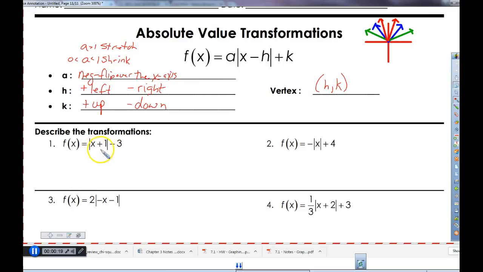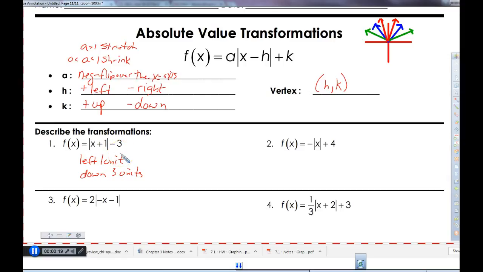First of all, we have a value inside the absolute value bars after the x. So because that value is positive, we move to the left 1 unit. Oh, my board was messing up there. Left 1 unit. Now we have a K value out here. That value out here is negative, so we would move down 3 units. It's that easy. That's the transformation there caused by your H and your K.